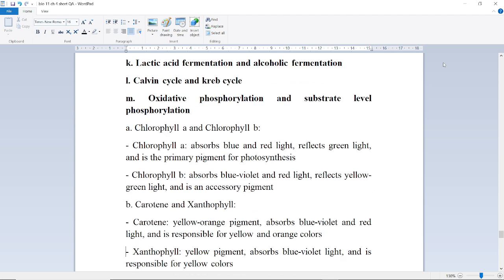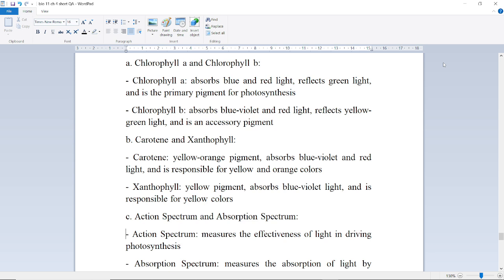So first of all, difference between chlorophyll A and chlorophyll B. Chlorophyll A absorbs blue and red light, reflects green light, and is the primary pigment for photosynthesis. Chlorophyll B absorbs blue violet and red light, reflects yellow green light, and is an accessory pigment. Carotene and xanthophyll. Carotene, yellow orange pigment, absorbs blue, violet and red light and is responsible for yellow and orange colors. Xanthophyll, yellow pigment, absorbs blue violet light and is responsible for yellow colors.